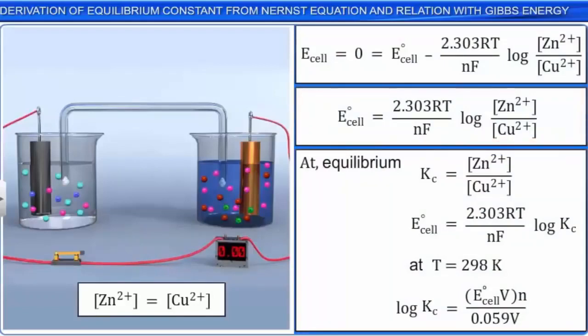However, at equilibrium, constant Kc is equal to the concentration of zinc 2 ions over the concentration of copper 2 ions. Substituting the values of R and F and of T as 298 Kelvin, we get the equation for equilibrium constant Kc as shown here.